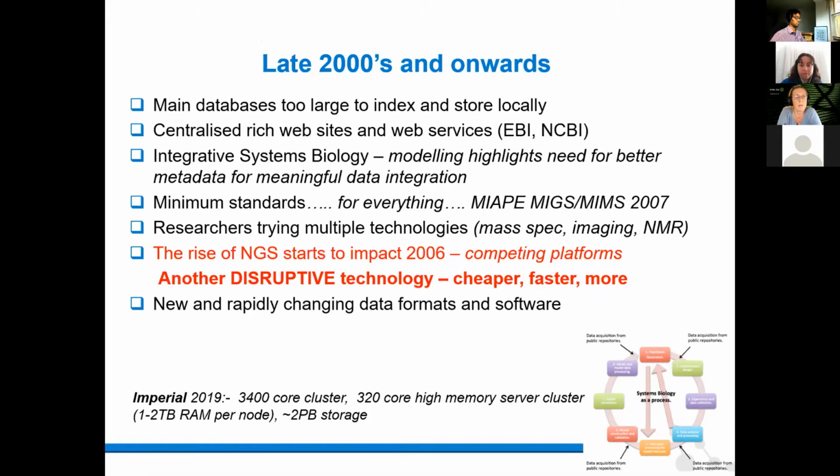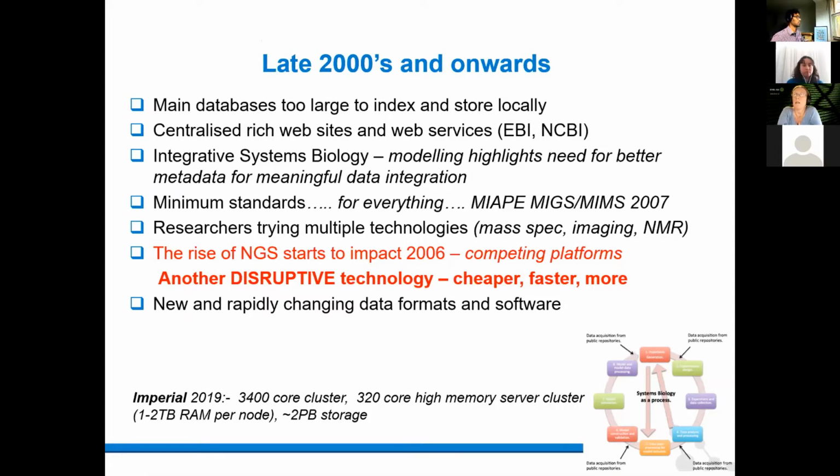And around this time, many researchers were now trying multiple technologies, multiple types of omics. And very often these were research groups that didn't have a background in those data types and those types of analysis. And so they were looking for more and more help.